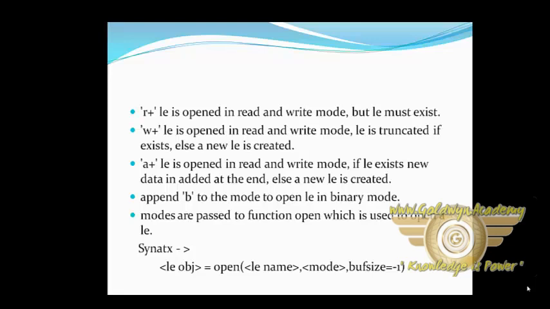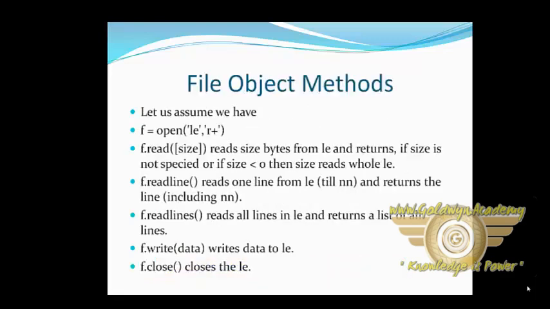Modes are passed to the function open, which is used to open a file. The syntax is file object equals open, and in the brackets file name, mode, and buffer size equal to -1. Now we see the file object methods.